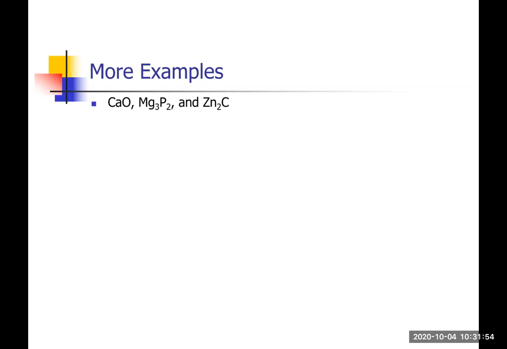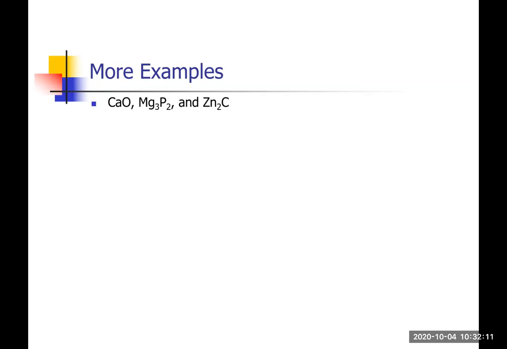Here we have CaO, Mg3P2, and Zn2C. So we're going to say the full name. Again, these are binary compounds. There's a metal and a non-metal. So that's the first thing we're looking for.